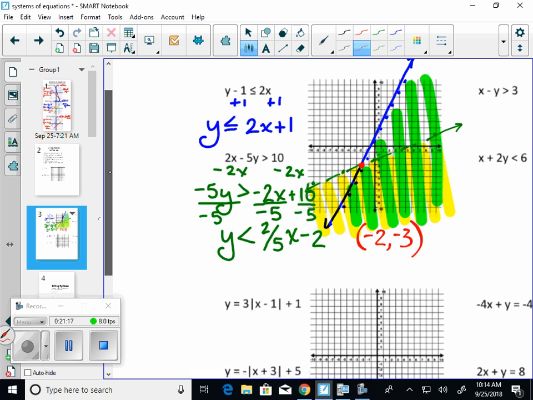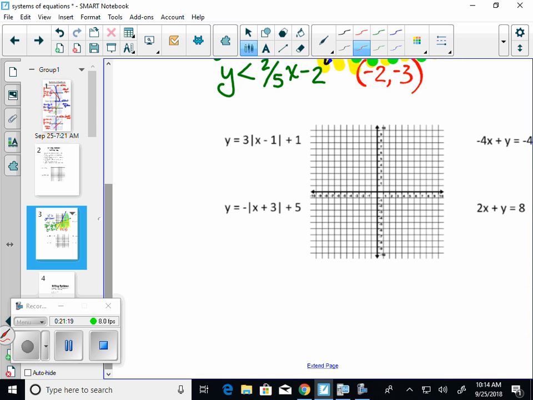Okay, dropping down, let's look. I've got y equals 3 times the absolute value of x minus 1 plus 1. And then I've got y equals negative absolute value of x plus 3 plus 5. Ooh, absolute value. Yay. Let's graph the first one. Is it in the right form? Yes. Do you know your vertex? Yes. Vertex is (h, k), right? What's your h? 1. It's -1 in here. When I pull it out, it becomes +1.